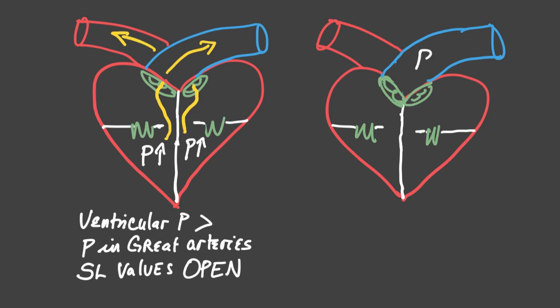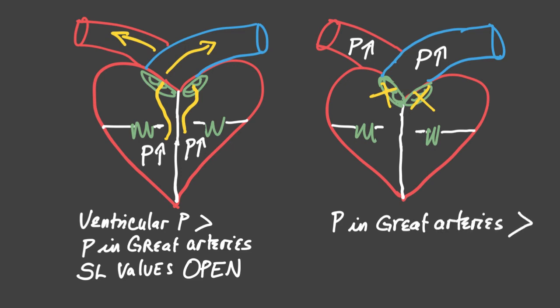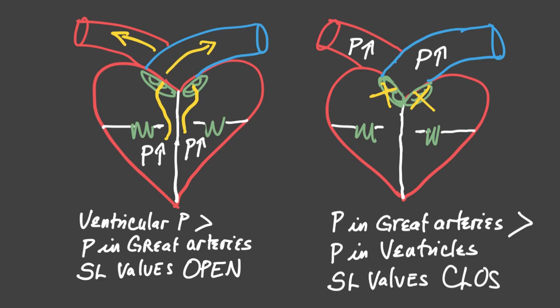The opposite happens in order for SL valves to close. When the pressure in the great arteries is greater than the pressure in the ventricles, then the SL valves close. So here we have it. When the pressure in great arteries is greater than the pressure in the ventricles, SL valves close and produce the sound dub. The heart sound is lub-dub. The dub part comes from the closing of the SL valves.